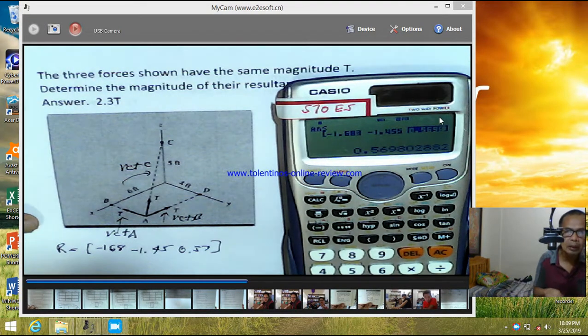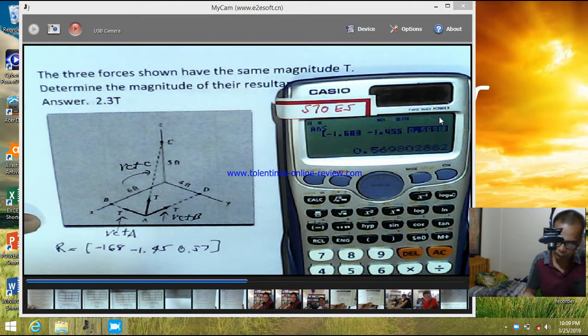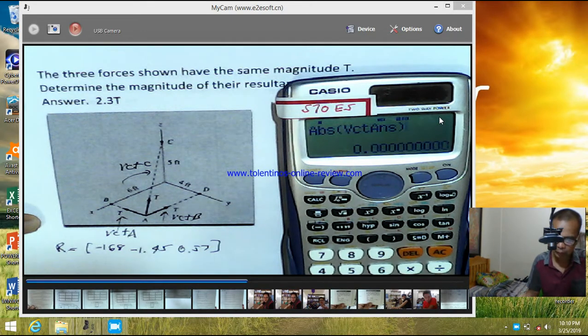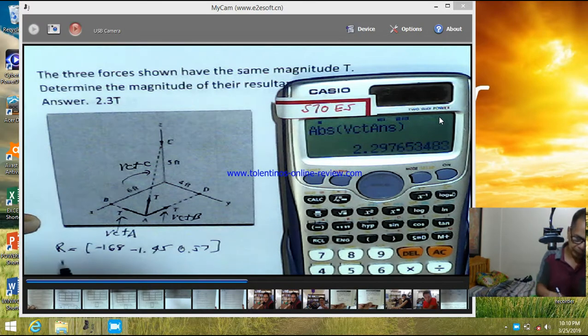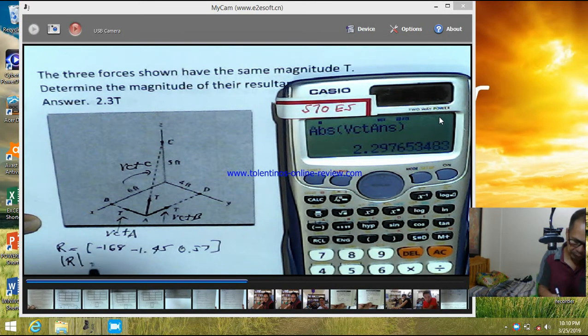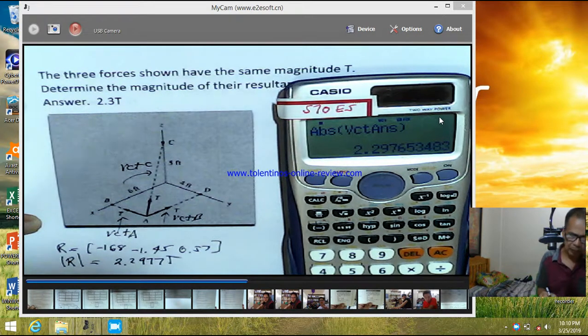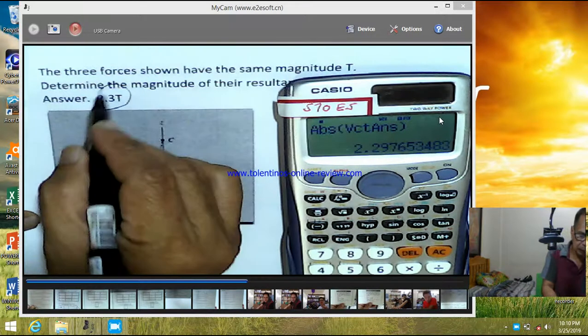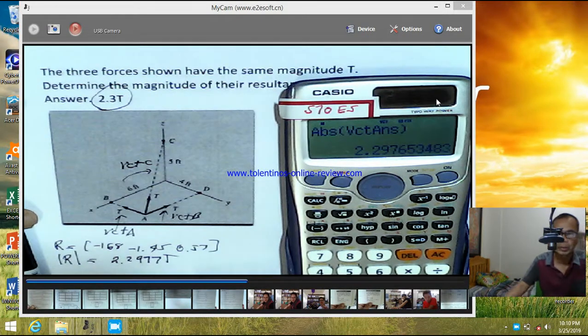And the resultant is just what? Shift 5, shift 5, 6. Okay, the magnitude of the resultant is 2.2977 T. Okay, or the answer is 2.3 T.